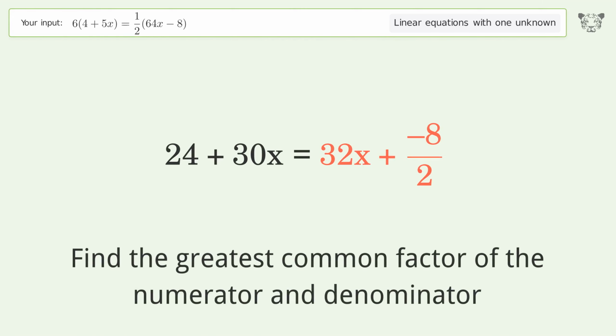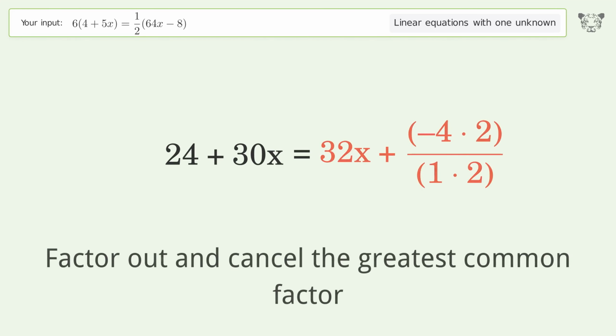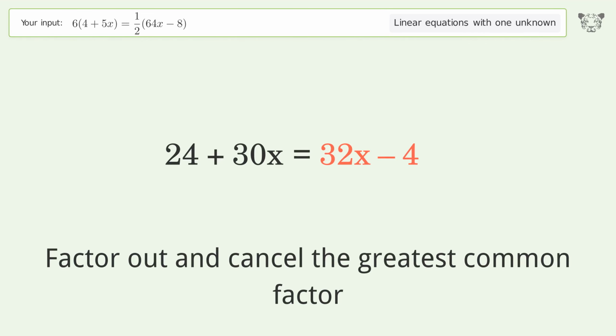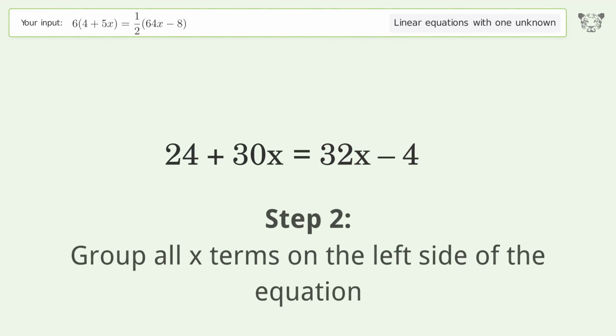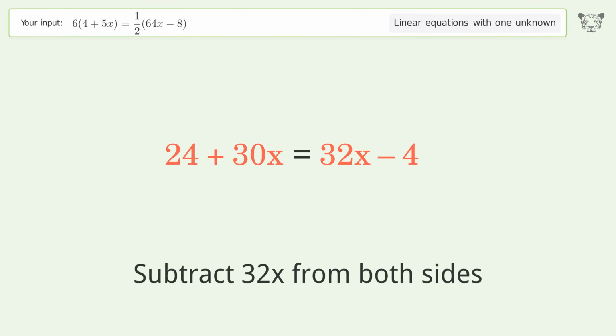Find the greatest common factor of the numerator and denominator. Factor out and cancel the greatest common factor. Group all x terms on the left side of the equation. Subtract 32x from both sides.